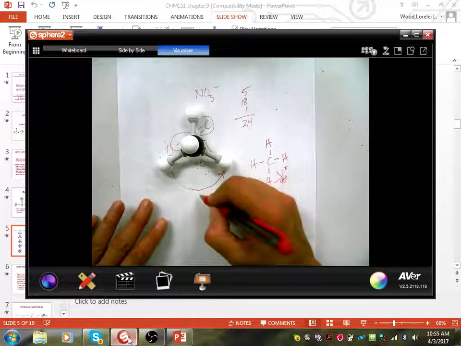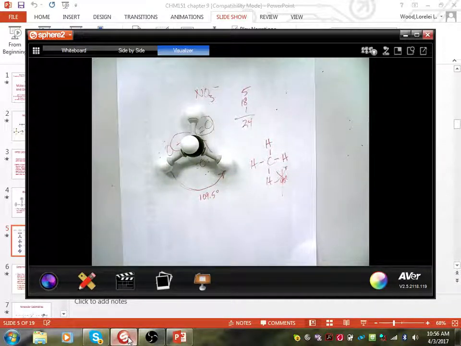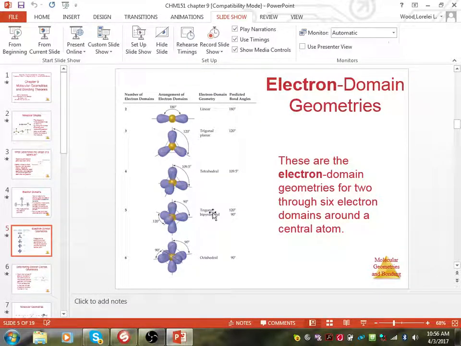That's 109.5 degrees. And that's super important for you to know, that idea of that particular bond angle. It's not 90 like you would think it is on paper. It's 109.5. All right, we can take that tetrahedral molecular geometry and we can change it slightly.